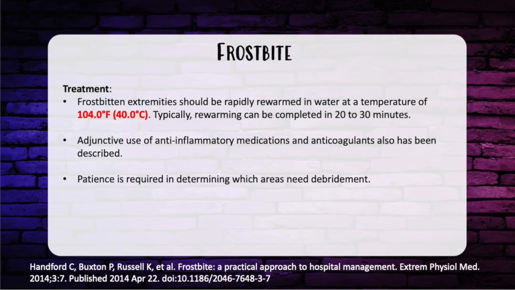There are some other adjuncts that you can use for therapy, like anti-inflammatory medications and anticoagulants, but usually rapid rewarming is the most important thing. Usually you need to be a little patient to allow the frostbite injury to demarcate itself before determining which areas need to be debrided and which areas don't.